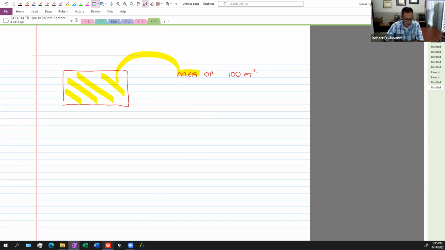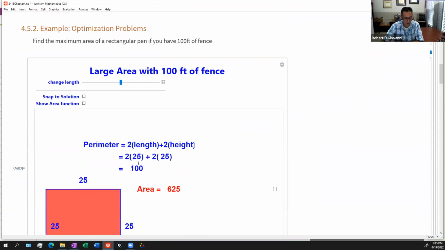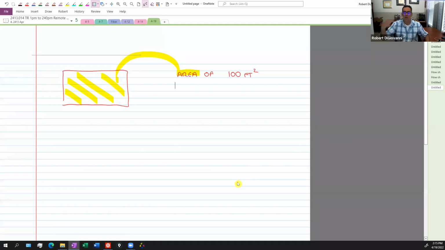So I have an animation for you on this. I think I did. No, I don't. I'm so sorry. I thought I did. I'm gonna have to update that. So does everyone understand the problem? She wants 100 square feet for area, and I've got to figure out how to build it.